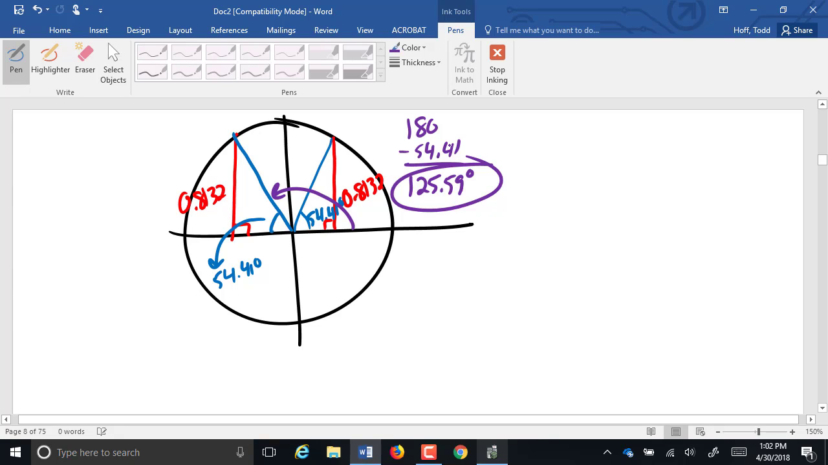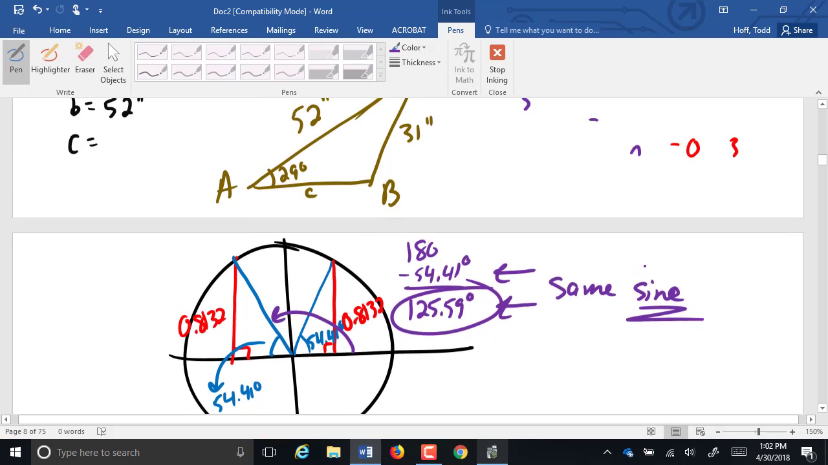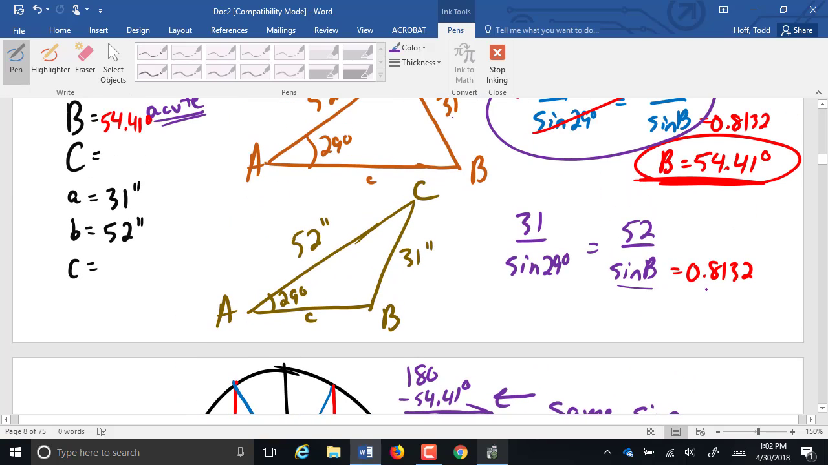125.59 degrees. So that's the tricky part. Those two angles, 54.41 degrees and 125.59 degrees, have the same sine, because supplementary angles have the same sine. Because they have the same sine, when I do the inverse sine of 0.8132, I don't know which one it is unless I know whether that angle is acute or obtuse. So if I'm told that that is an obtuse angle, then I know that this has to be 125.59 degrees instead of 54.41.